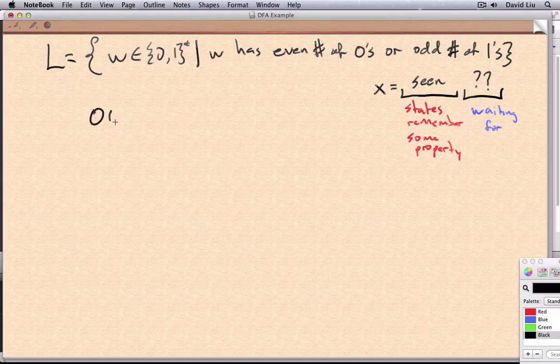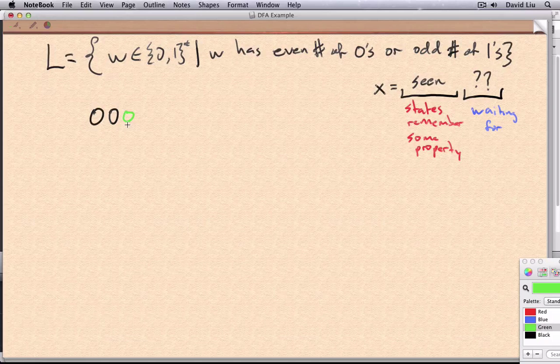Consider the string 00, which has an even number of zeros and therefore is in L. So because 00 is in L, we know that if the DFA reads in 00, it should end up at an accepting state. But if the string isn't complete yet, the next letter might be a 0 or it might be a 1. And these lead to two different outcomes.